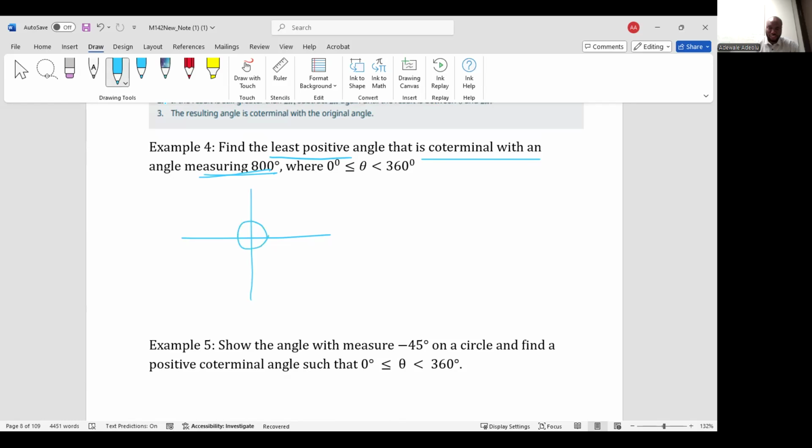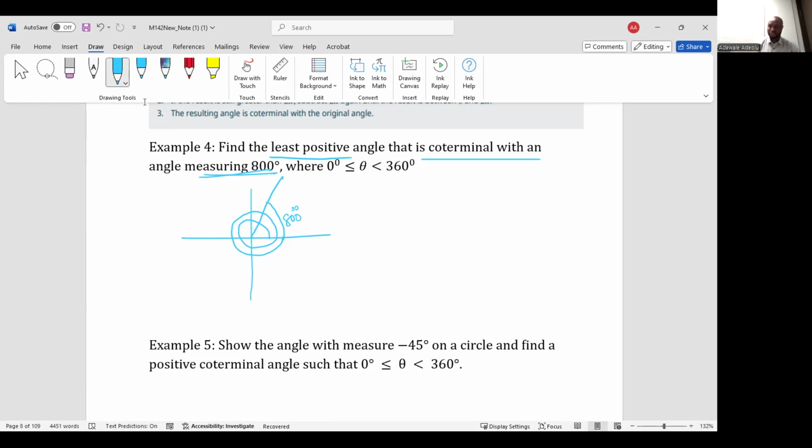That is 360. We go again. So we move here, 360. We go again, complete again, 720. 720, right? I need 80 more. So maybe if I go, it will be somewhere here, right? So here is 800 degrees. That is our claim. 360, 720, then plus 80.